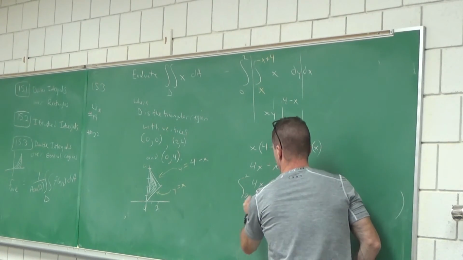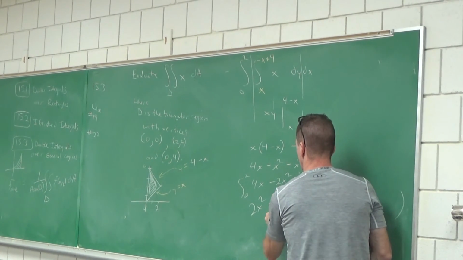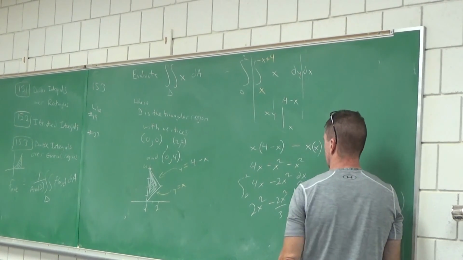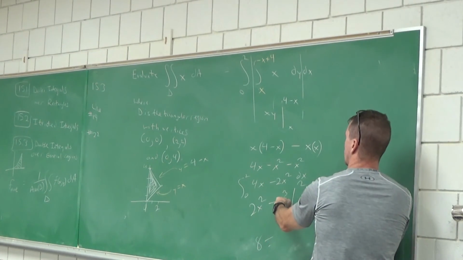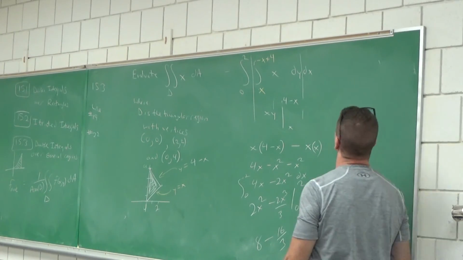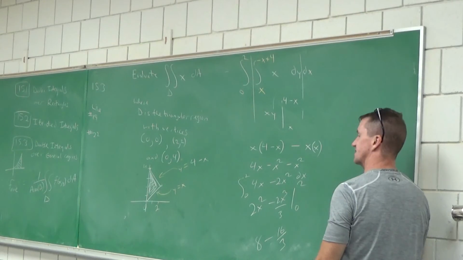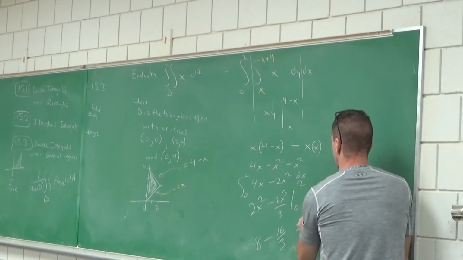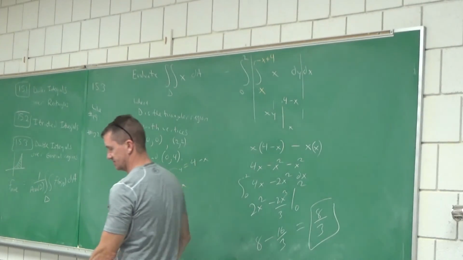2x squared. 2x cubed over 3. Becomes 8. All right, what's 8 minus 16 thirds? What's 24 thirds minus 16 thirds? 8 thirds. There it is. There's the answer. That's a good value with that difficulty.